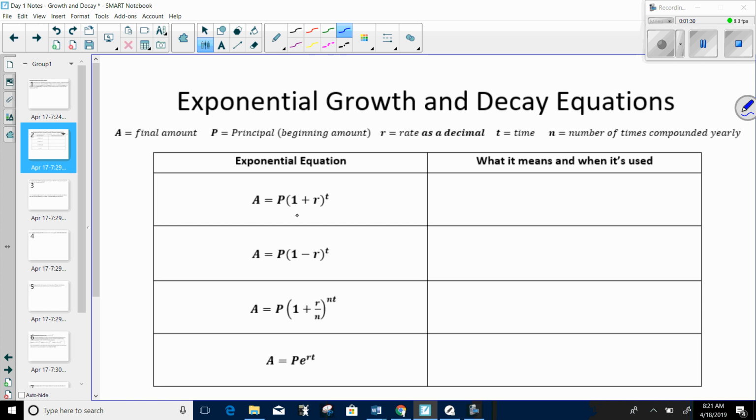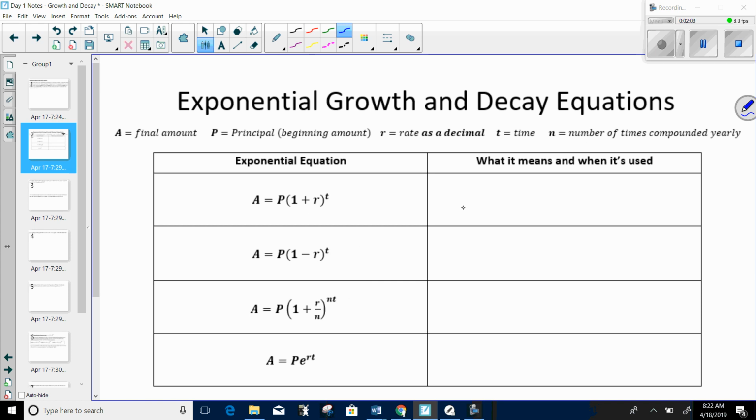So exponential equations. We have 4 of them that we're going to talk about. The first one is A equals P(1 plus R) raised to the T. A is your final amount. Notice up here at the top of the page above the box it says A is final amount, P is the principal or the starting amount. 1 is just 100% or 1. Plus R is your rate as a decimal. Make sure you convert it to a decimal, not a percentage. And then T is time in years. Eventually, we'll talk about what N is when we get down to the formula.